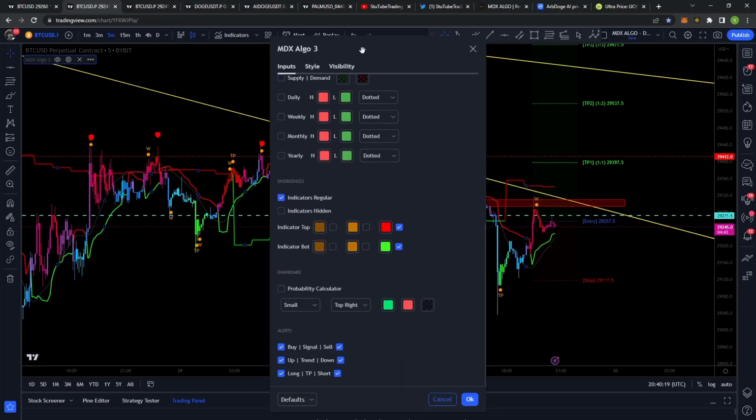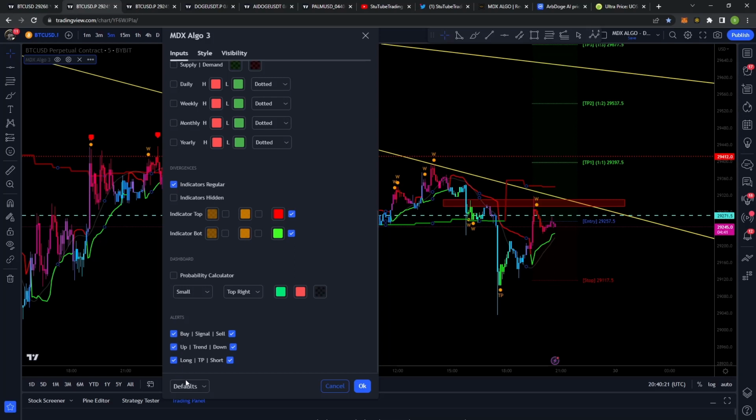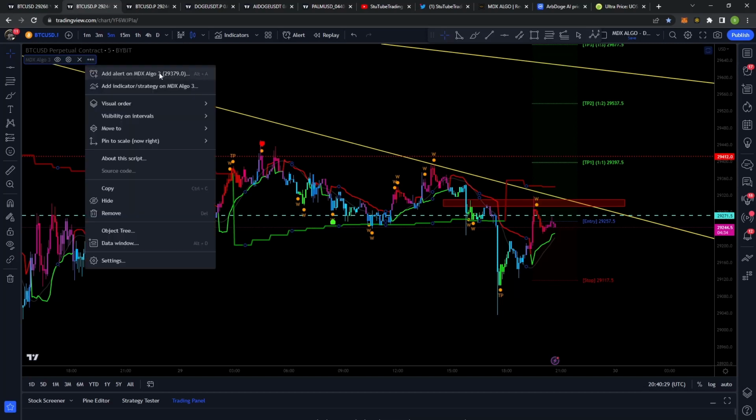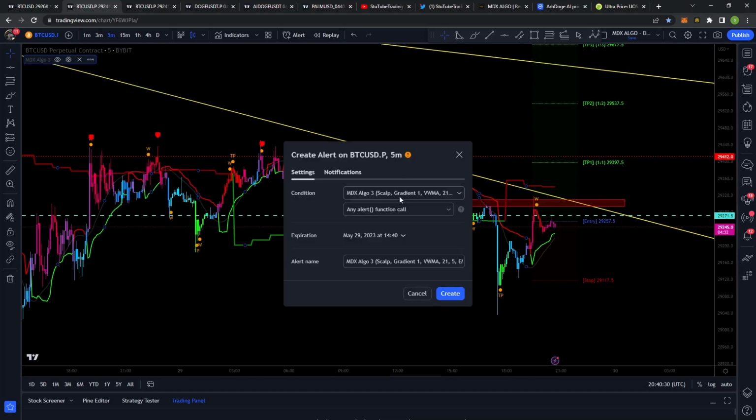I know in your ALGO 3 settings, you can set it so that the alerts are available. Then you can go up to MDX ALGO 3, click the 3 dots, and you can add alerts. I think the only way I've actually used it is with this any alert function call. I'm not sure how well the other ones work, to be honest. I just haven't tested them yet.